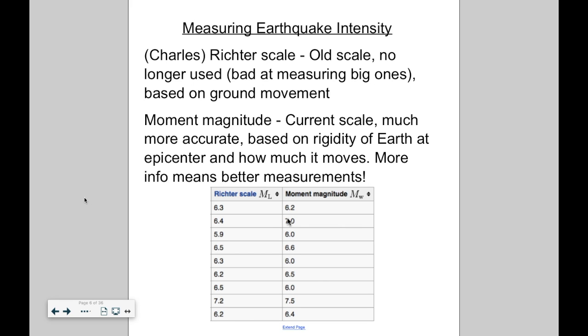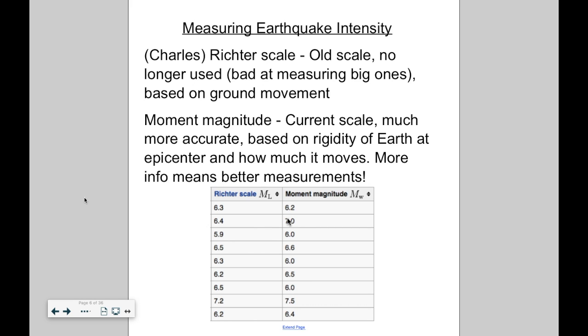You've probably heard of a Richter scale in relation to earthquakes. It's no longer used because the Richter scale was based mostly upon motion of the ground. And as we've learned how to analyze earthquakes more over time, we've realized that just measuring ground movement is not the only way to understand the amount of energy that is released in the release of pressure in an earthquake. The Richter scale is really bad at accurately measuring and helping us to understand the energy released in really big earthquakes. So instead, we use a scale called the moment magnitude scale.